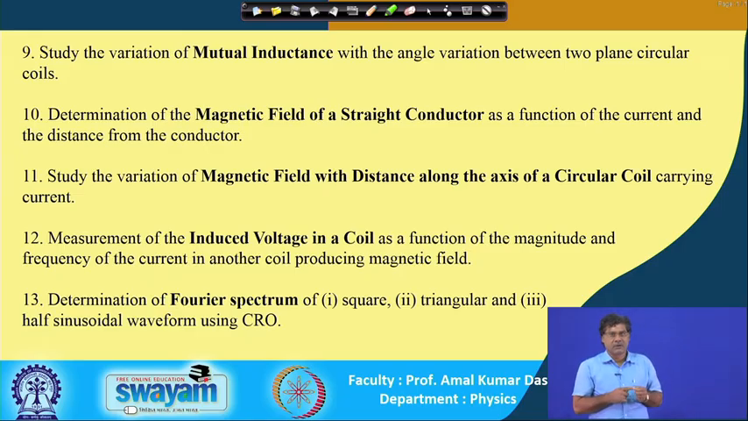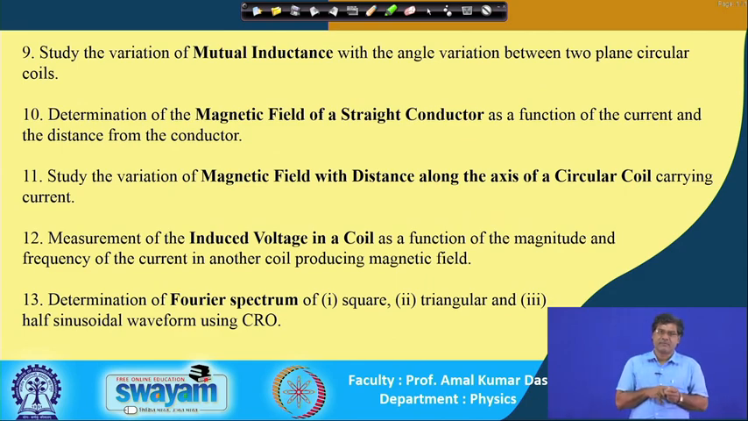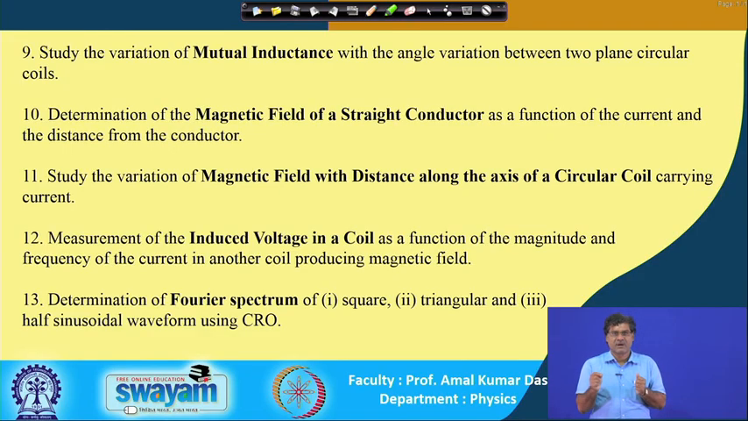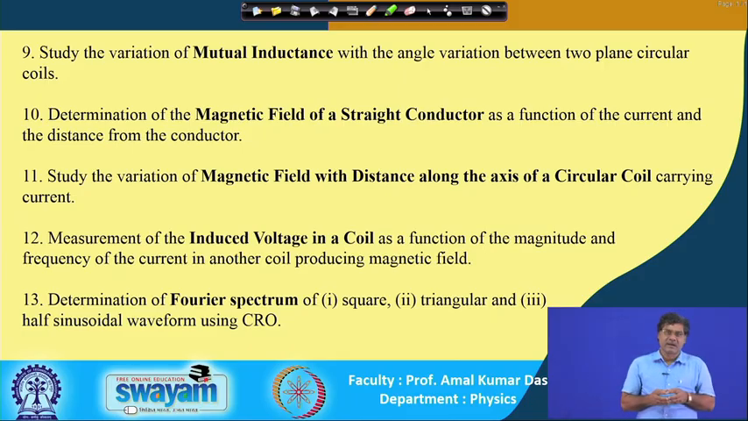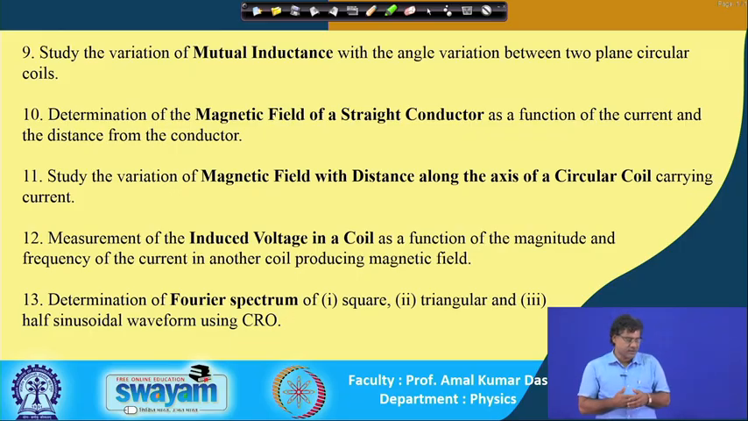So, how the magnitude of the magnetic field depends on the magnitude of the current, and how it depends on the distance of the point where we want to measure the magnetic field. So, the distance of the point from the wire. As a function of this current and distance, we will measure the magnetic field when current flows in a straight conductor.